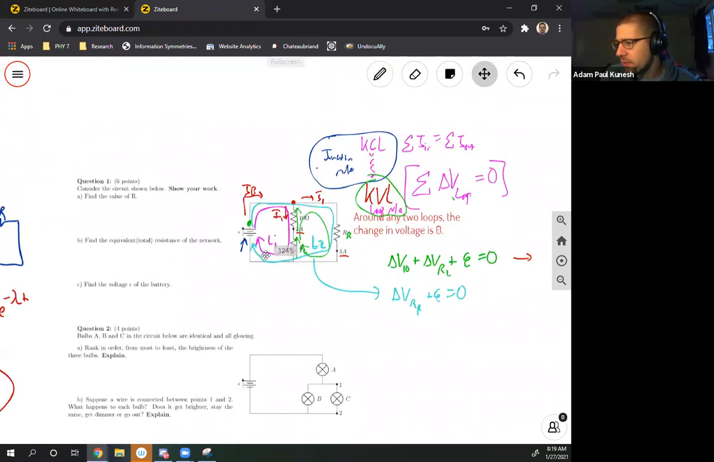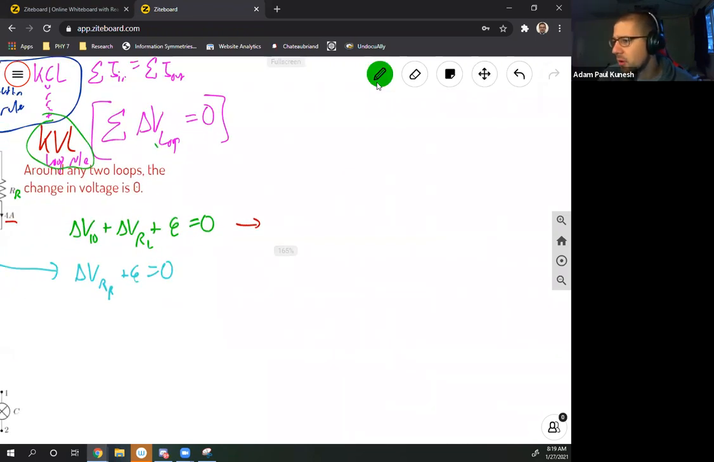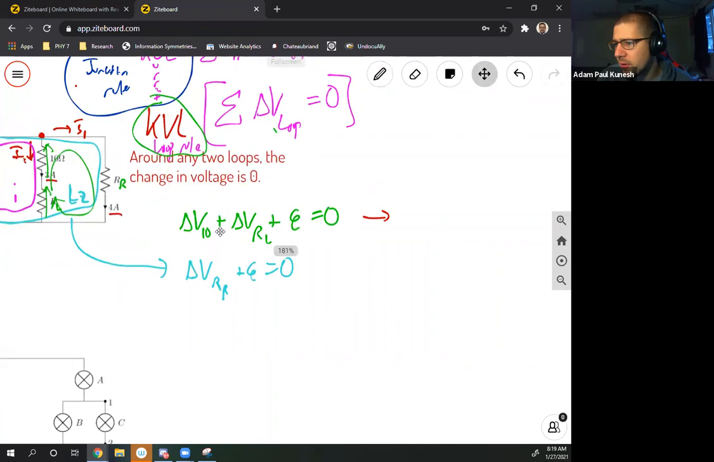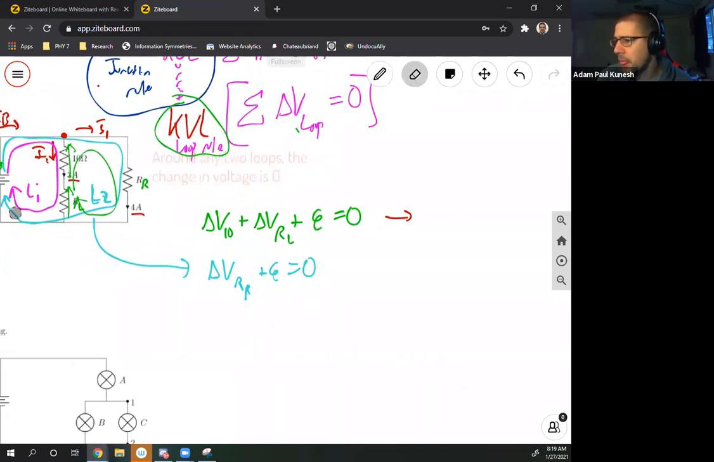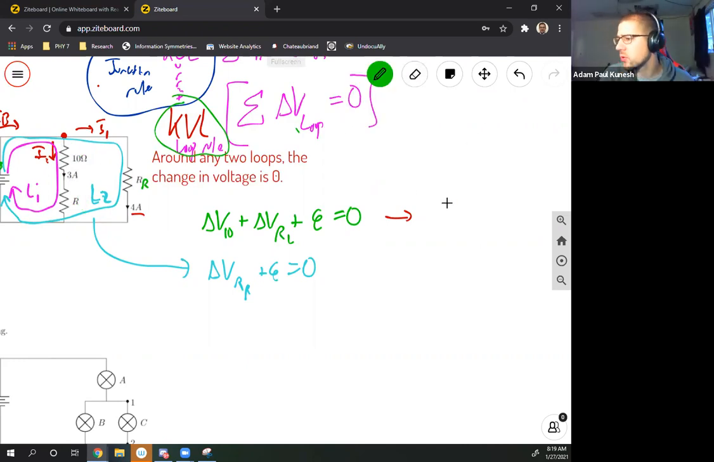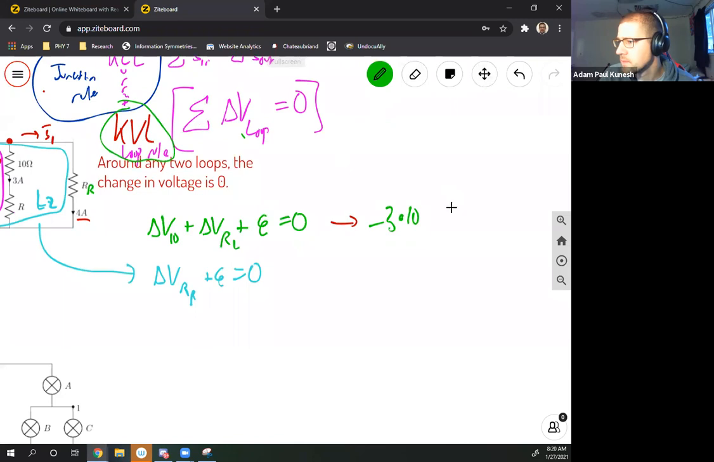Again, I'm looking for just the value of the resistance, R. So I'm going to plug in some terms. Through the 10-volt resistor, I've got 3 amps of current, so that's -3 times 10 for that first term. Minus, this lower R resistor, that's going to be -3 times R, plus the battery voltage equals 0.